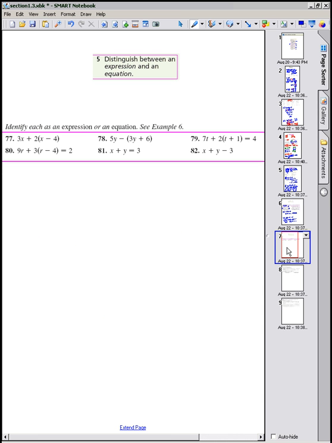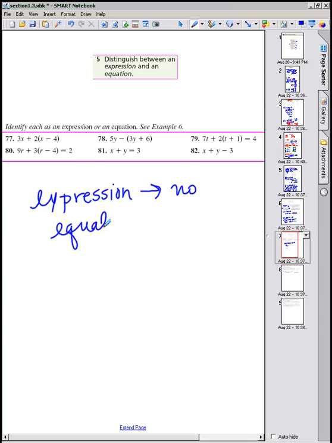The next objective is just to distinguish between an expression and an equation. An expression has no equal sign. An equation has an equal sign.